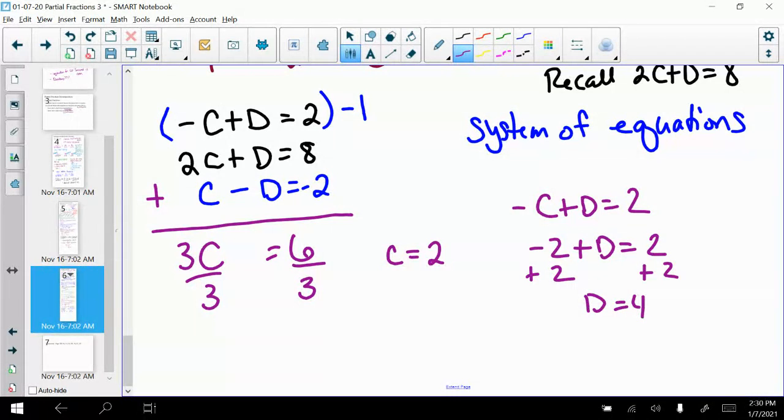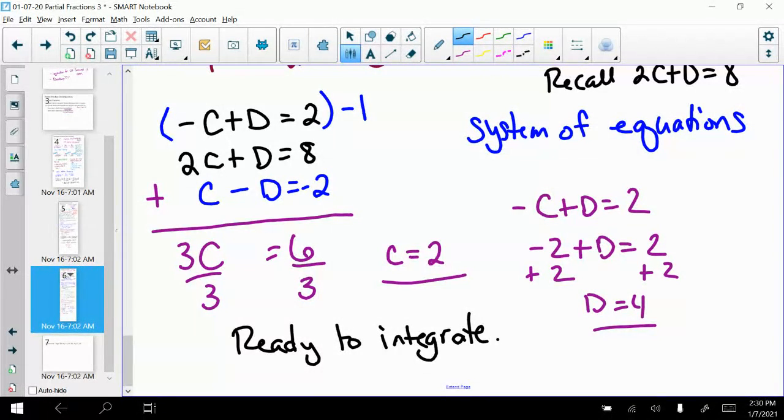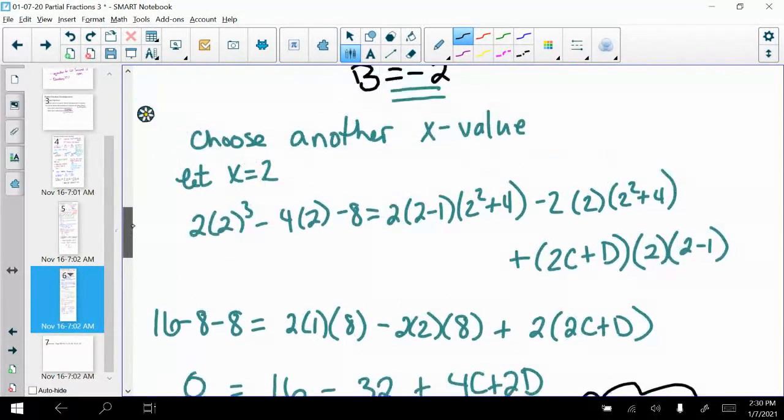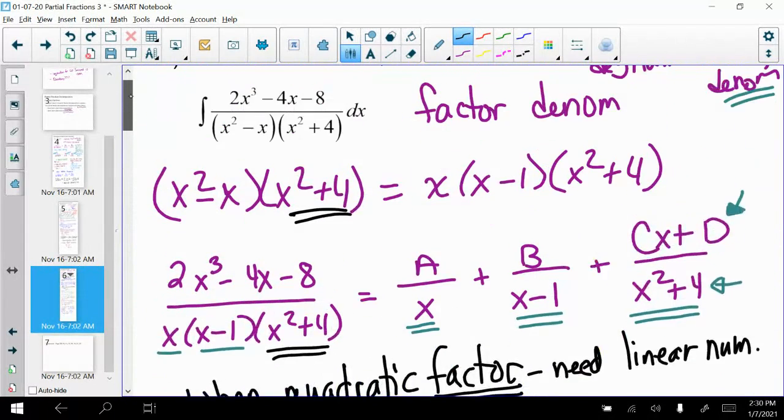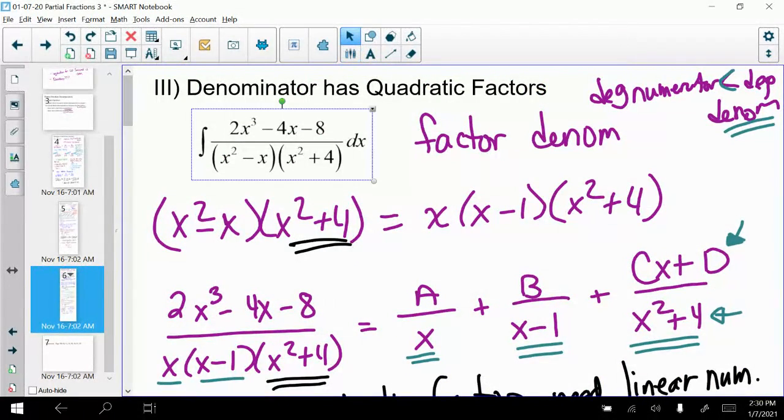D equals 4. So now we have C and we have D, and now we're ready to integrate. So let's go back to our integral. Ready to integrate. Remember, the long part of this is the algebra. The new part is definitely the algebra.